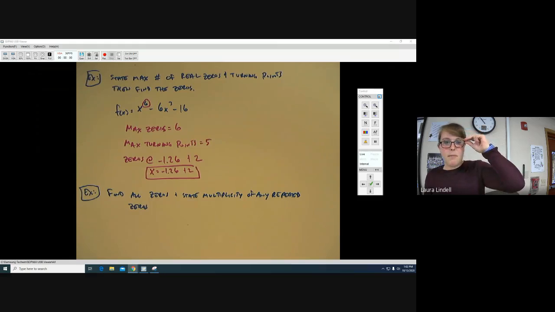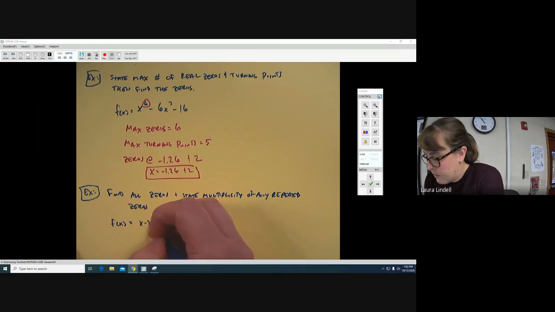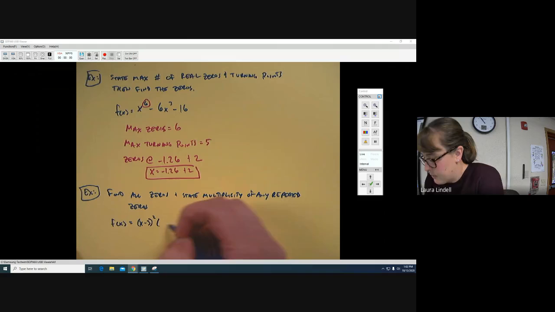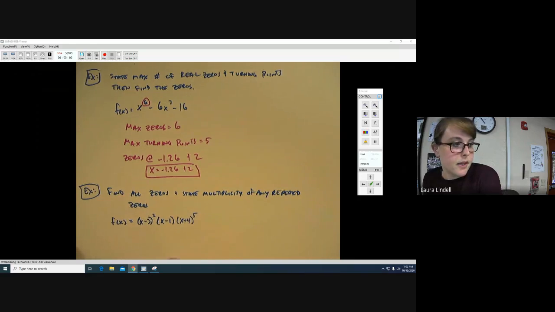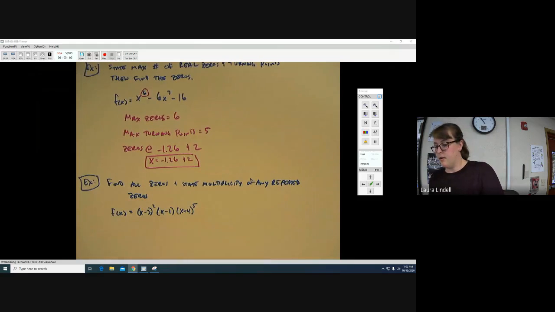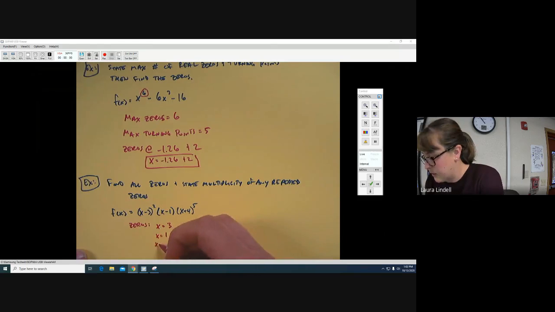Okay. So we might be given something that's factored already, in which case that's really nice and easy. We might be given something like f of x equals (x minus 3) squared times (x minus 1) times (x plus 4) to the 5th. And so then our zeros would be x equals 3, x equals 1, and x equals -4.